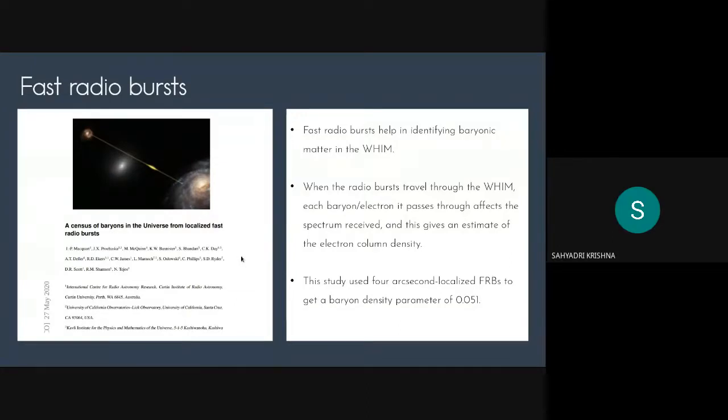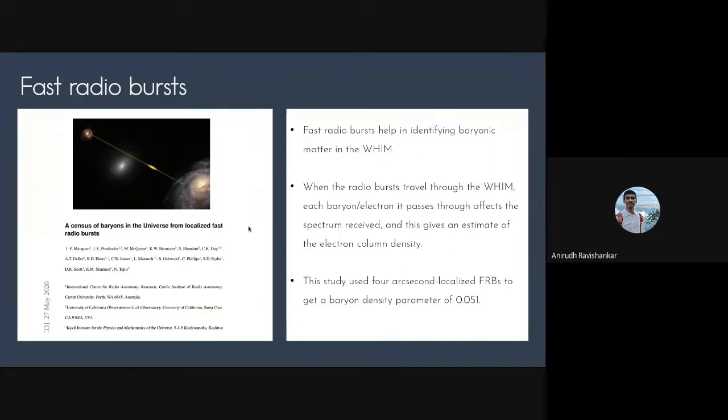Can you hear me? Yeah, yeah. About the fast radio bursts, how did they estimate the electron column density? Because in other places they've used absorption features and those sort of things. So how are they doing it for radio waves?